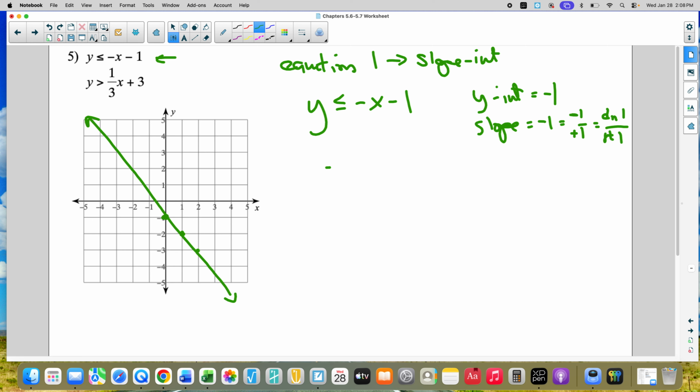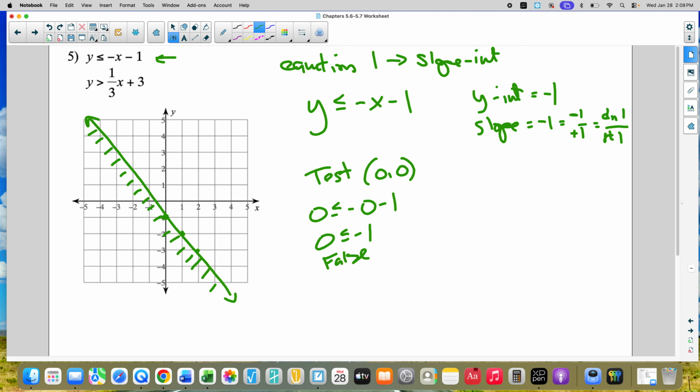I'm going to test the point 0, 0. I'm going to plug that in for the y and for the x, and simplify. Is 0 less than or equal to -1? That is false. So I'm going to shade the other side of the border because the 0, 0 location was false.